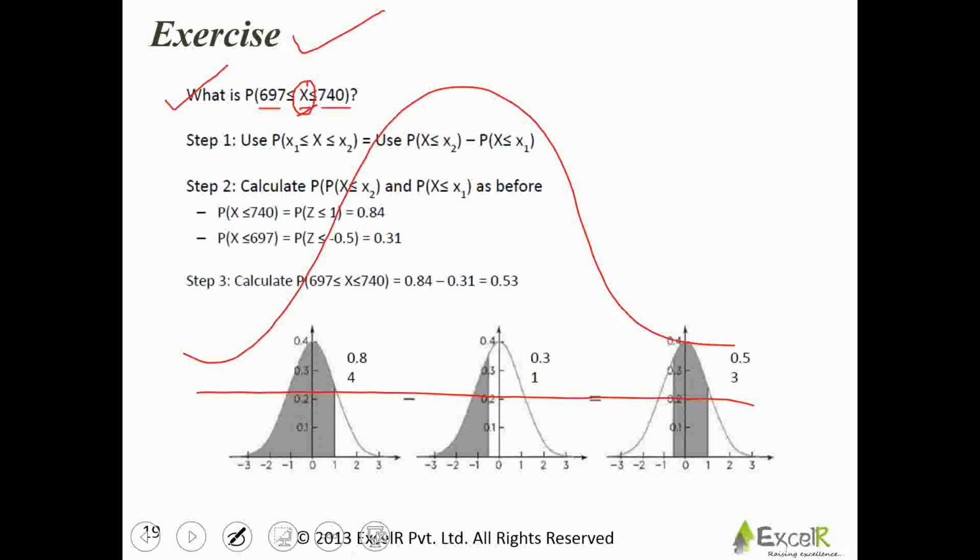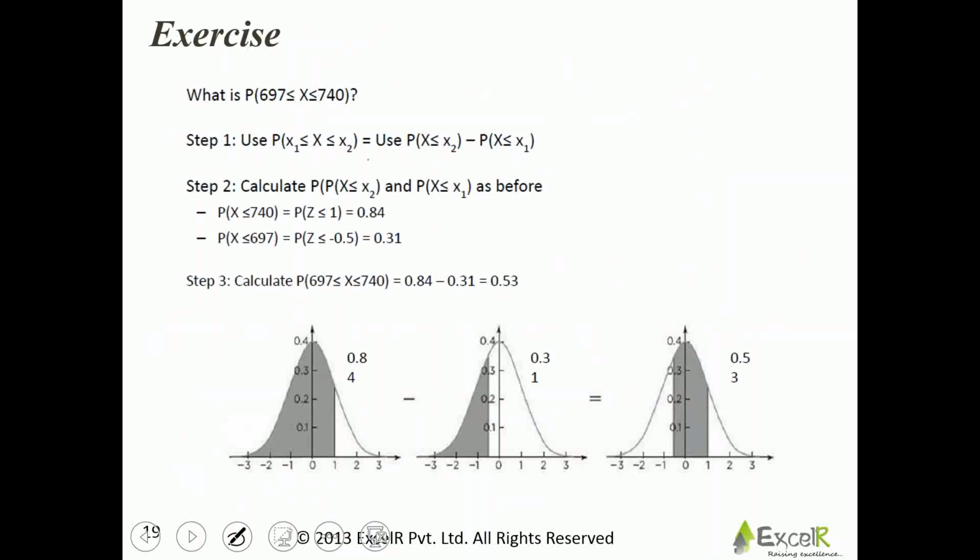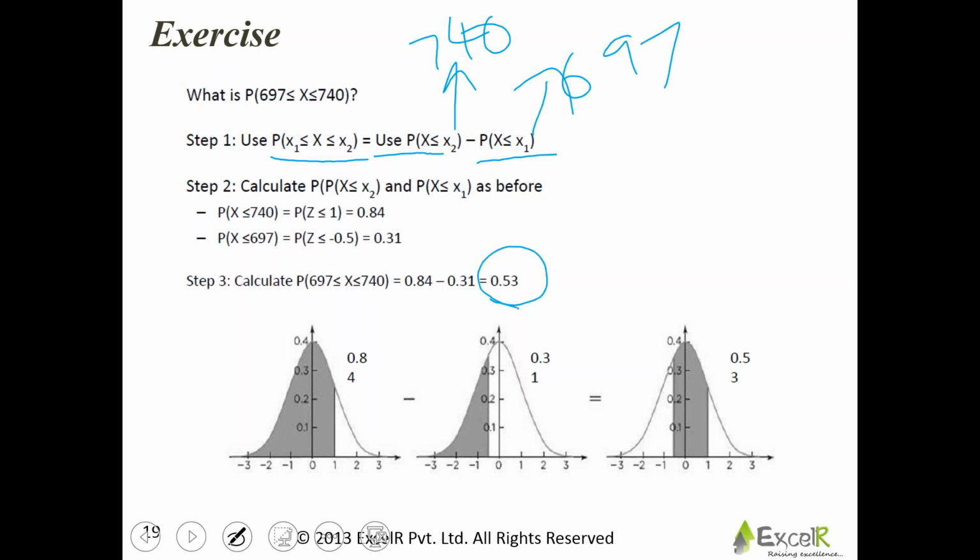Simple mathematical notation, right? How do you write this? P of X less than or equal to 740. That's 740 there. And P of X less than or equal to 697. If I calculate these two probabilities separately and subtract from each other, I'll get this. And apply the same technique that we have applied yesterday, either use a P norm or Q norm or whatever it be, right? So let us do that.